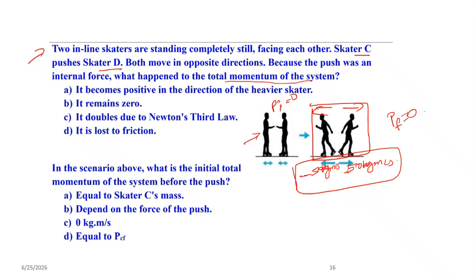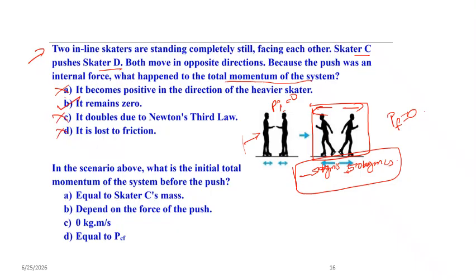So let us look at the options. It becomes positive in the direction of the heavier skater. It's wrong. Don't ever think that the total momentum is more for one person. The total momentum of the system, before and right after pushing each other, will be exactly the same. Now it becomes 0. Yes. Why? Because initially it is 0, so right after that also it must be 0, because no external forces have acted. The option saying it is due to no external forces is also wrong.